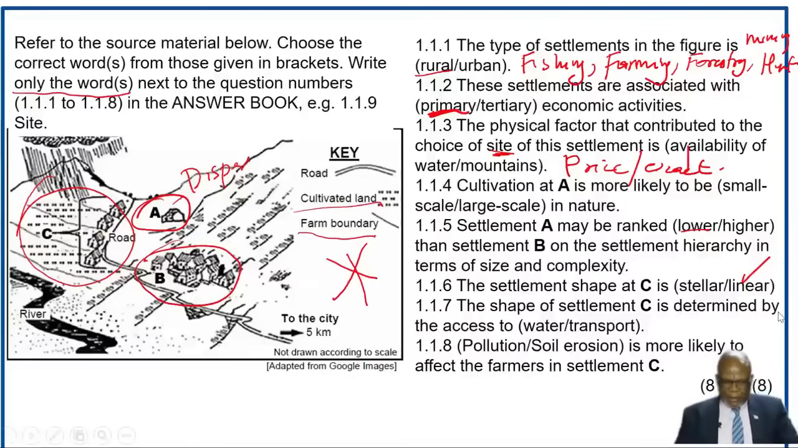The shape of the settlement C is determined by the access to water or transport. So you're looking at settlement C here, and it is clearly written there, road.